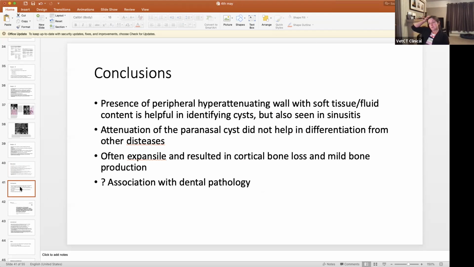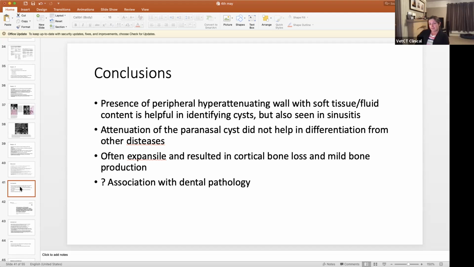So their conclusions were that the presence of a peripheral hyperattenuating wall with soft tissue or fluid content is helpful in identifying cysts, but it doesn't necessarily differentiate from sinusitis. The attenuations, the Hounsfield units, did not help in differentiation, and the expansile nature and cortical bone loss and mild bone production potentially doesn't help you either.